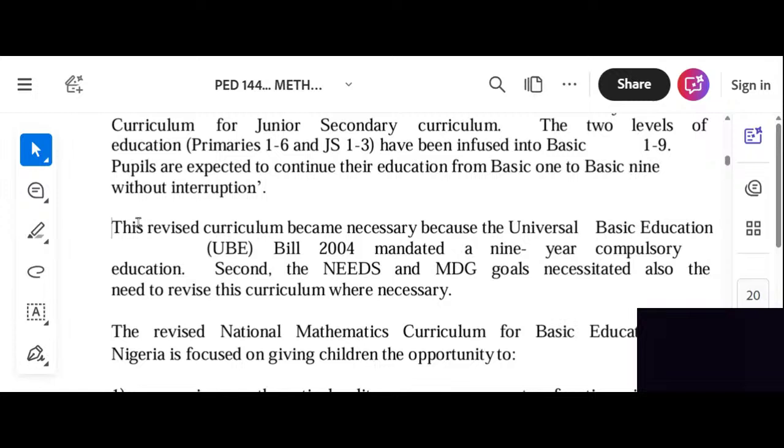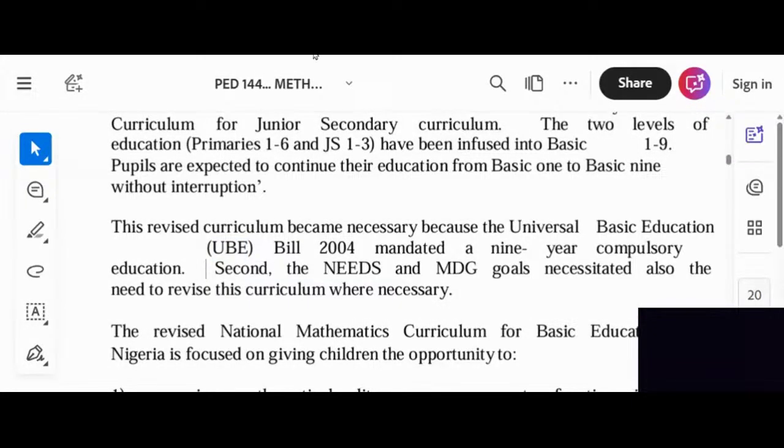Now, this revised curriculum became necessary because the Universal Basic Education UBE Bill of 2004 mandated a 9-year compulsory education. That new curriculum came into place in 2004 when there was a mandate by the Universal Basic Education to have a 9-year mandatory education.